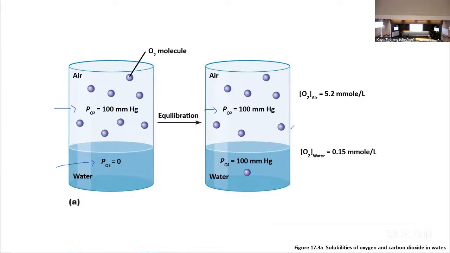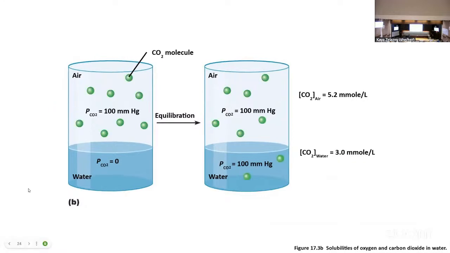We're going to have moving of these gases until we have a pressure of oxygen in the air, which we're going to leave at 100, since this container was open to the environment, and a pressure of O2 in the water also 100. So they reached equilibrium. For the about 5.2 millimoles per liter of oxygen you would have in the air at this partial pressure under typical conditions, I don't expect you to know that number, you'd only have a little bit of oxygen going into the water, that 0.15 millimoles from before.